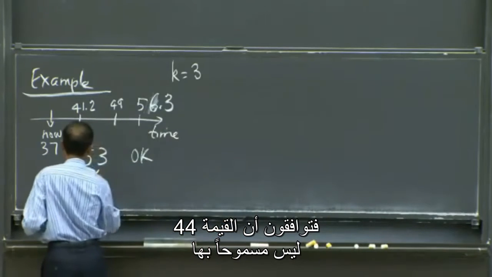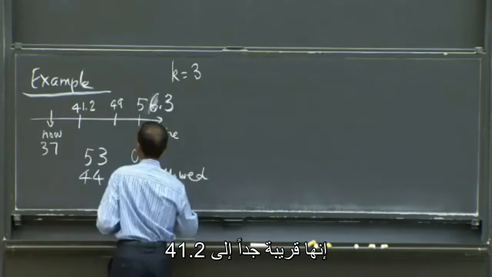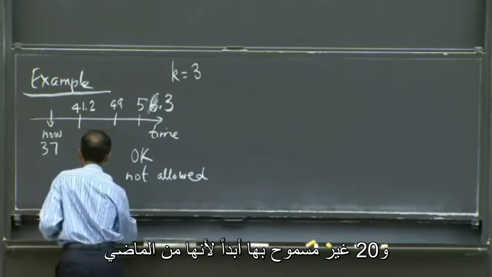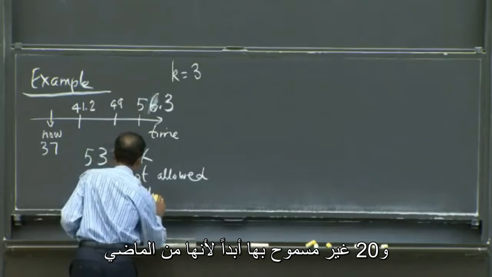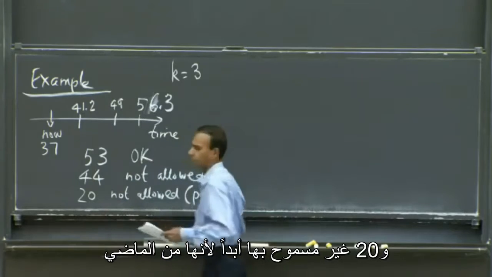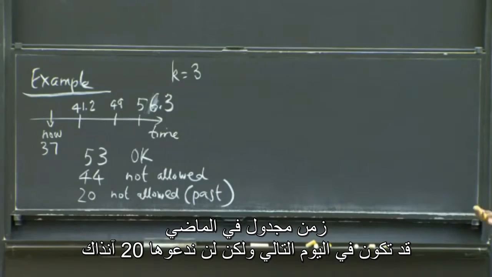44 is not allowed. It's too close to 41.2, and 20, just for completeness, is not allowed because it's past. Okay? Can't schedule in the past. I mean, it could be the next day, but then you wouldn't call it 20.